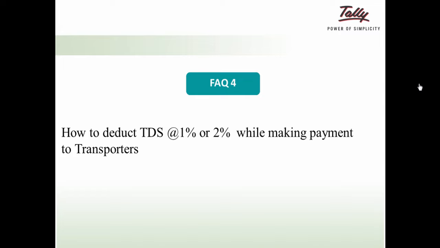And for those who own less than 10 goods carriage, no TDS is applicable except for those transporters who do not have a PAN. So if you do not have a valid PAN, then the TDS of 20% will be applicable for all parties.